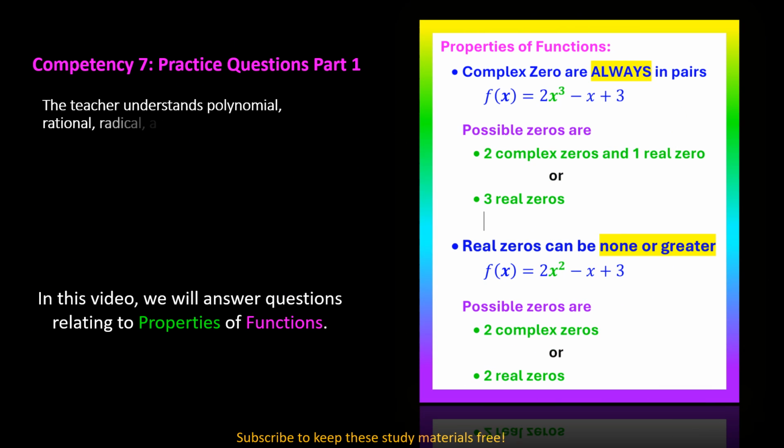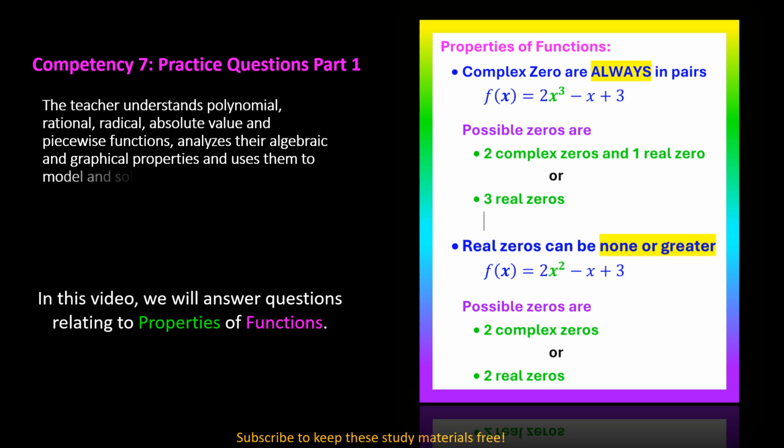Welcome to part 1 of Competency 7. In this competency, teachers understand polynomials, rationals, radicals, absolute value, and piecewise functions, analyze their algebraic and graphic properties, and use them to model and solve problems. This competency is still part of Domain 2. In this video, we will answer questions relating to properties of functions.